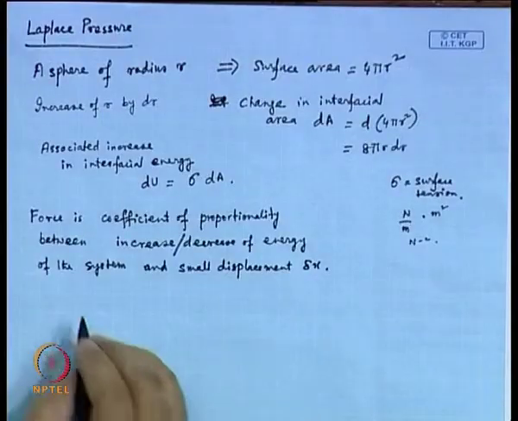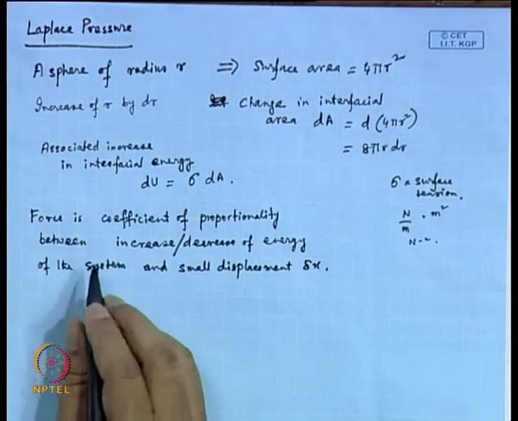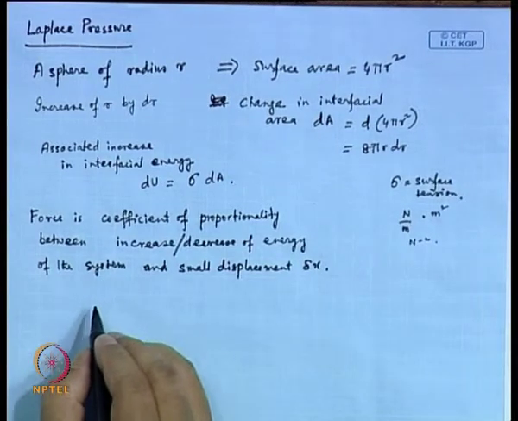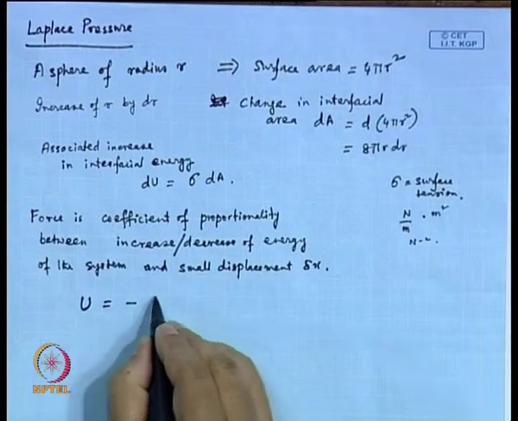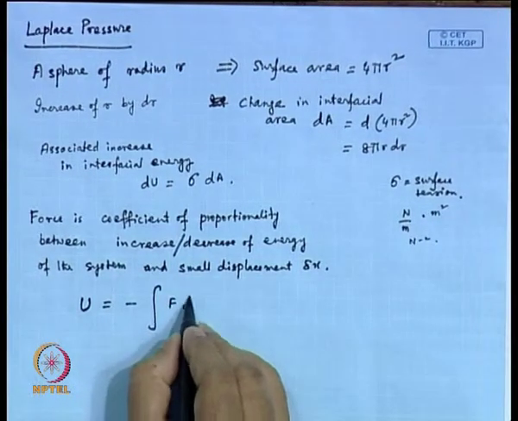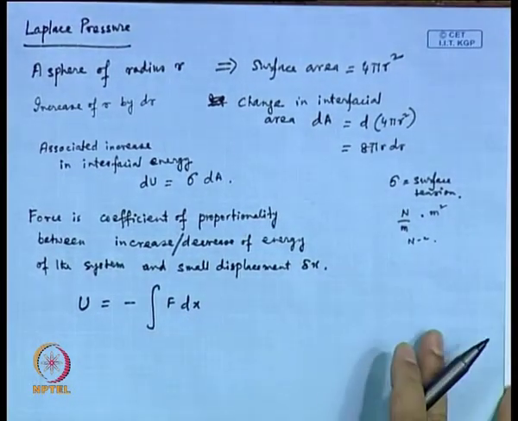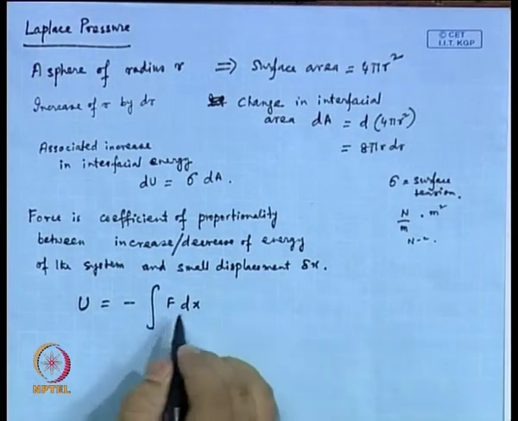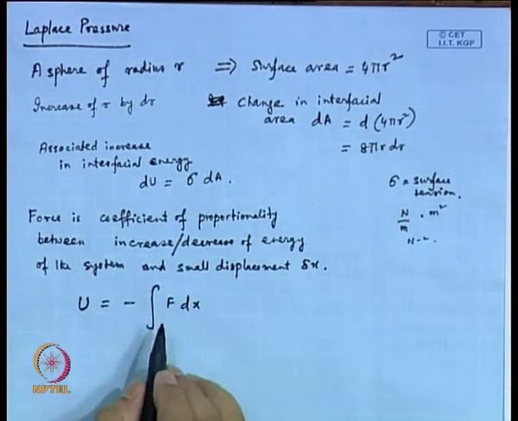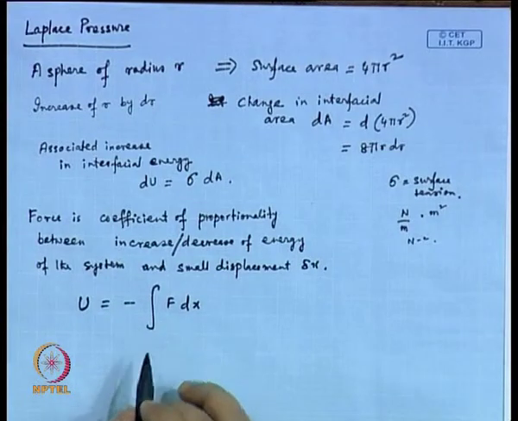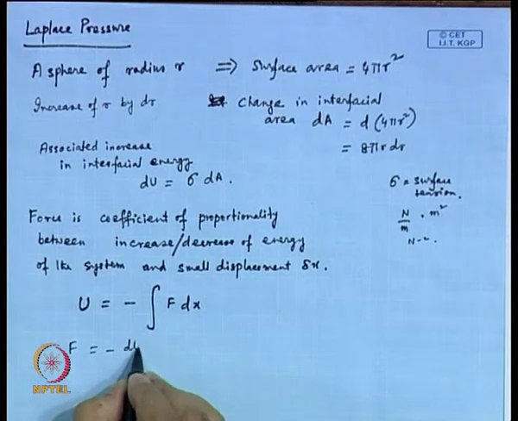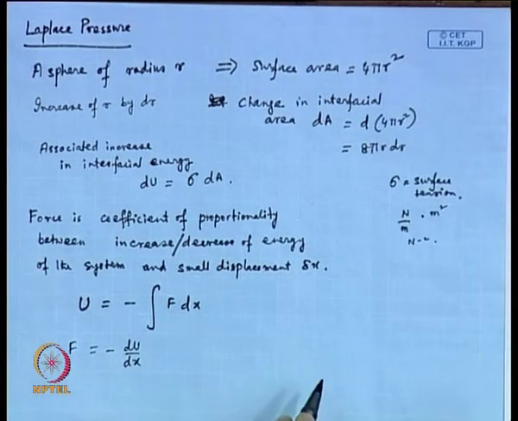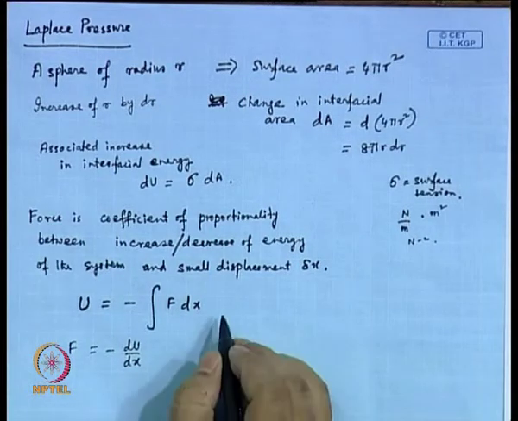If we look at it this way, then what we write here is U is equal to the energy, minus integration f dx, basically the increase or decrease of energy that is defined by the sign. So U is equal to integration of f dx. Or in other words you can write f is equal to minus dU dx.